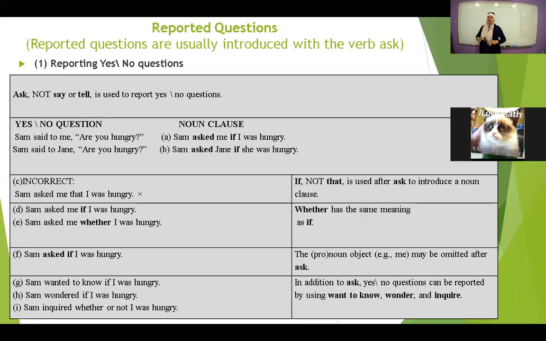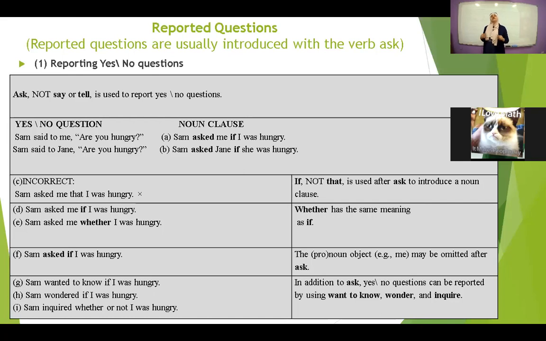If I asked you, are you coming to the party? You say yes or no. If I ask you, will you go to Paris? Will you travel to Paris? You can answer with yes or no. This is why these questions are called yes/no questions. They are called yes/no questions because the answer is either yes or no.